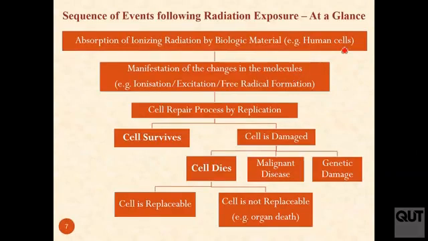So we've got a little bit of a flow chart here of what might happen. There's absorption of the radiation by the material, then we get a molecular change down here. Then the cell can repair normally and just survive as normal, or otherwise the cell can be damaged. If the cell is damaged, it can either die or it can cause malignant disease or genetic damage. If the cell dies, sometimes it's replaceable and will just be replaced. Sometimes it's not replaceable, and then if you have too many cells in an organ die, you'll get the organ stop function.